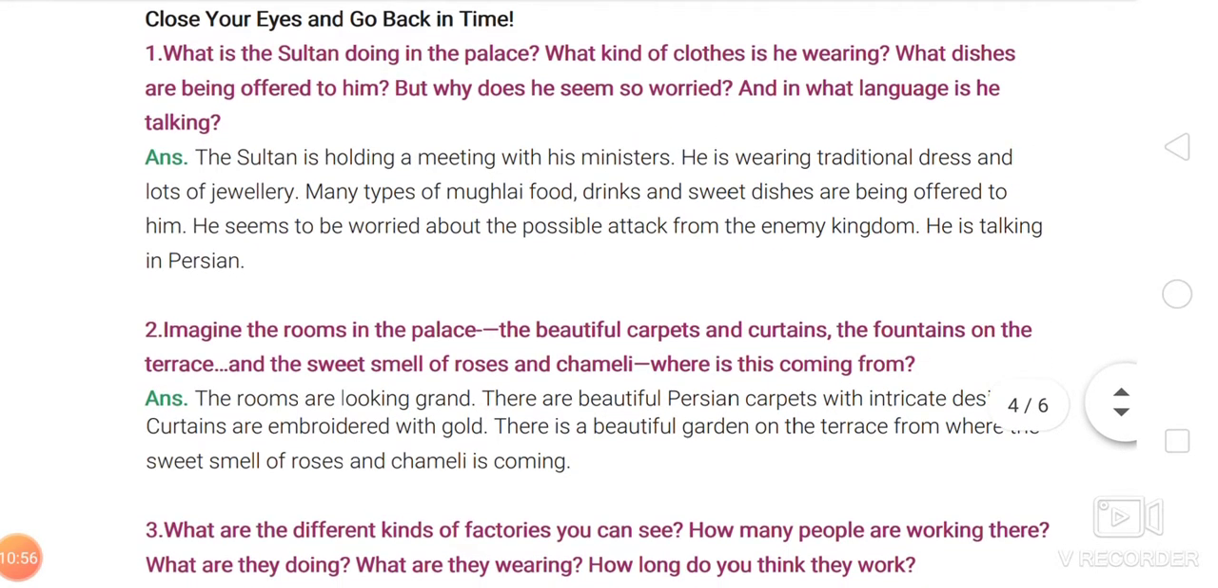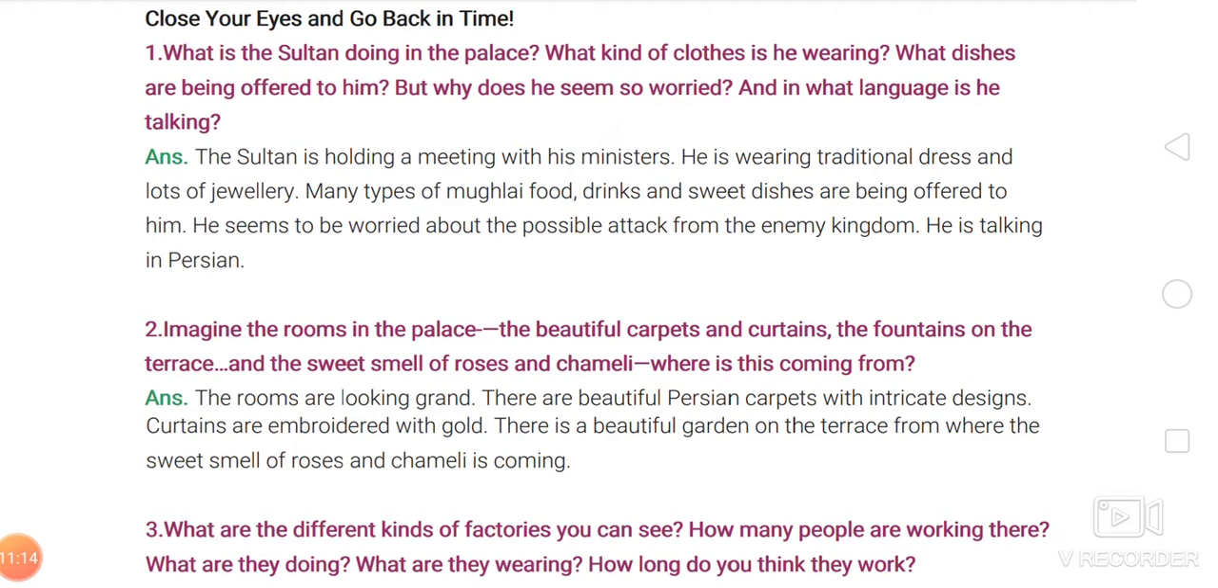Close your eyes and go back in time. What is the Sultan doing in the palace? What kind of clothes is he wearing? What dishes are being offered to him? But why does he seem so worried? And in what language is he talking?